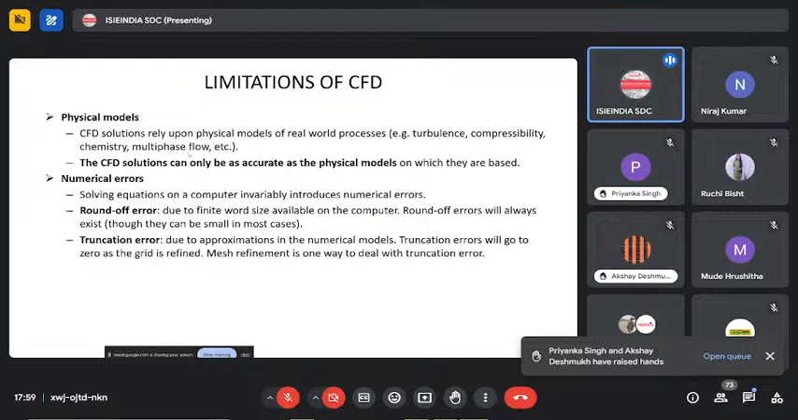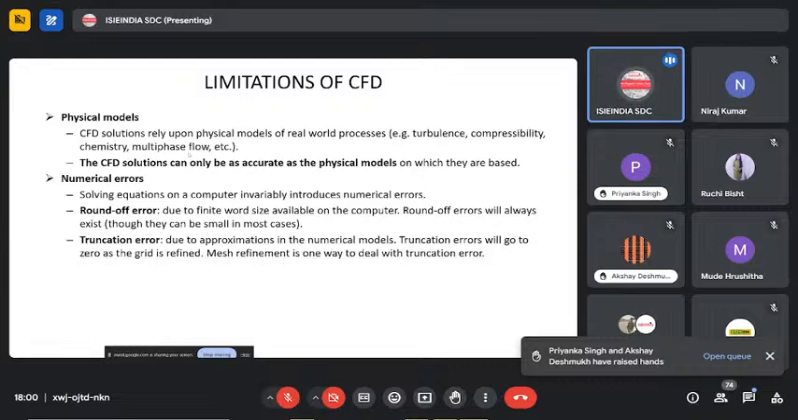But while CFD, as we know, is a powerful tool, it does have some limitations. One is the physical model. CFD simulations rely heavily on physical models to represent real world processes, like turbulence models, compressibility, chemical reactions, and multi-phase problems. The accuracy of the CFD solution is directly tied to the accuracy of these models. If the models are not well developed or do not capture the true nature of the physical phenomena, the results will be inaccurate.